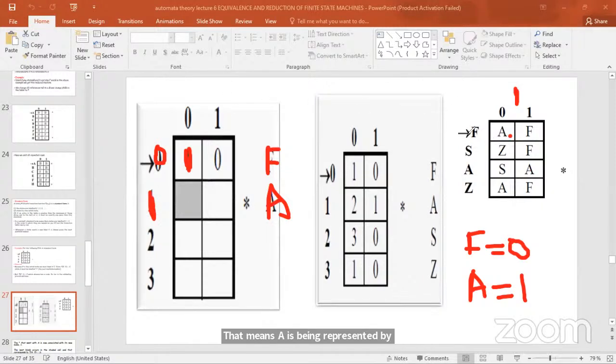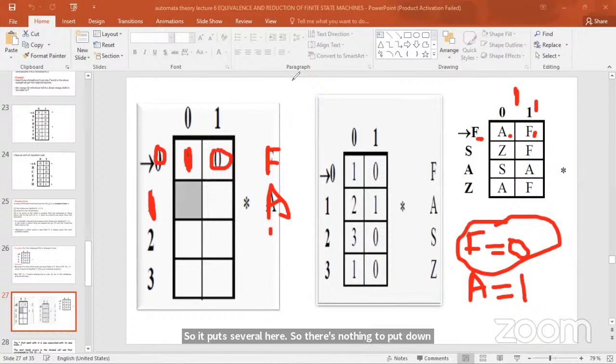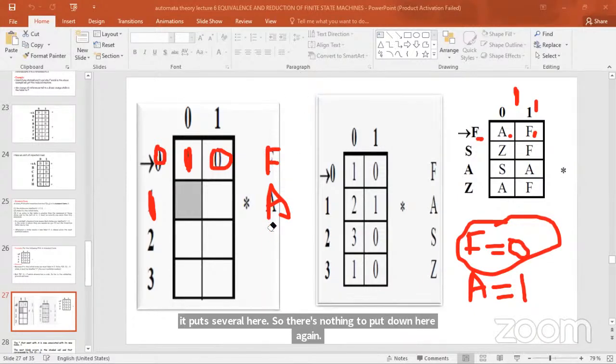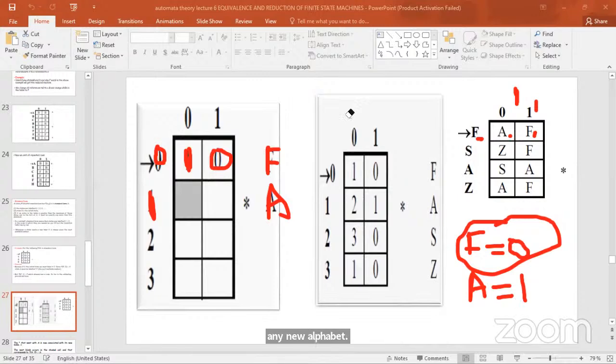Now you are still at state F. You read the value of what? 1. Where do you go to? F, right? But F has already been given the value of 0, so you put 0 here. So there's nothing to put down here again. Why? Because you have not encountered any new state or any new alphabet. Now, remember that you are through with this row now.